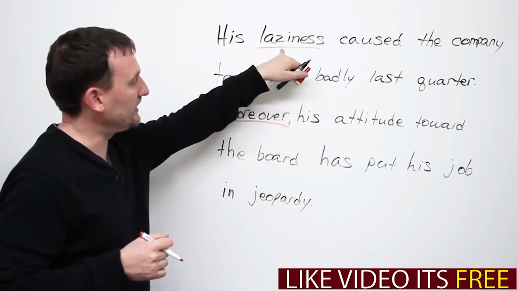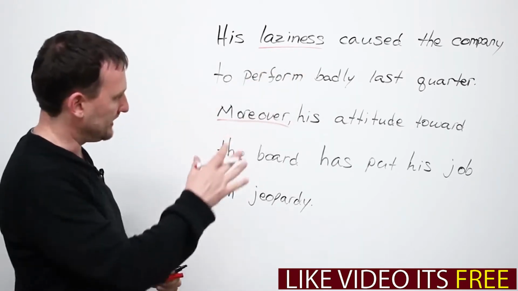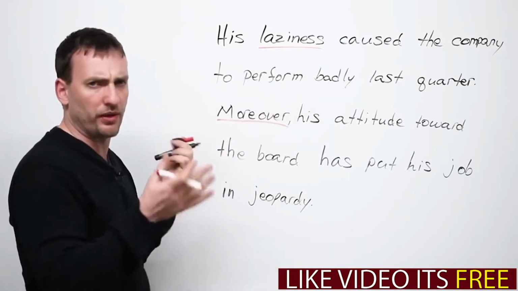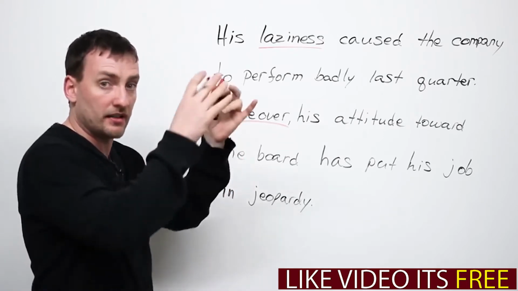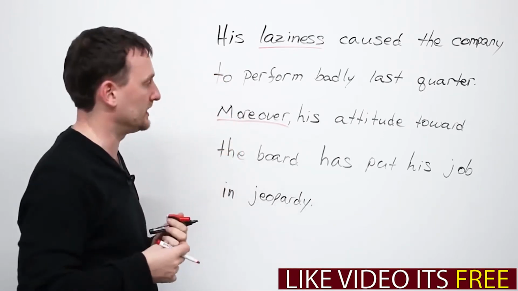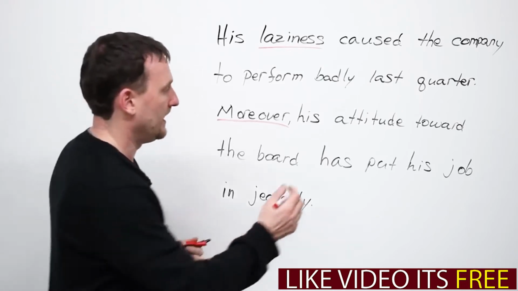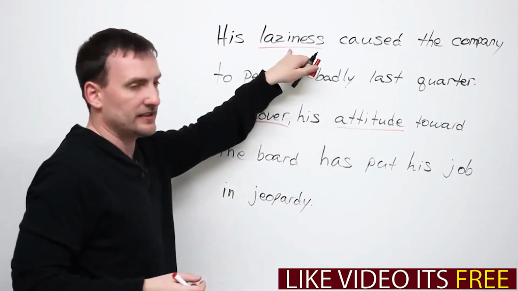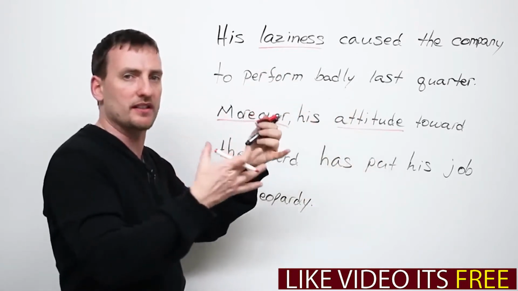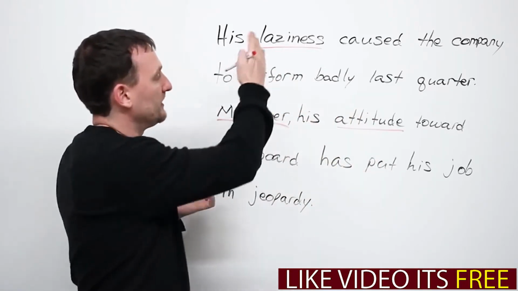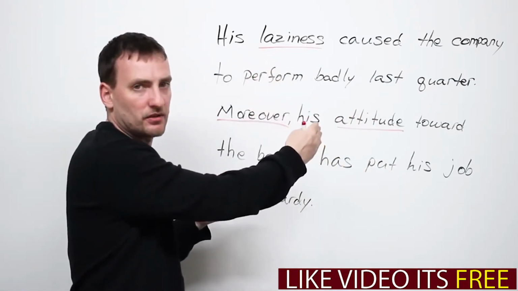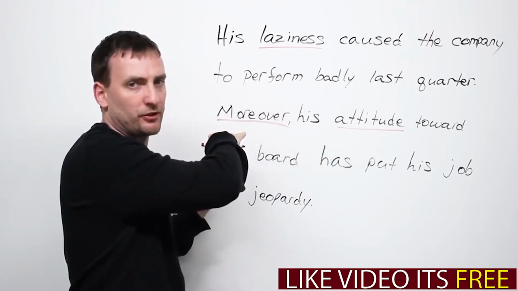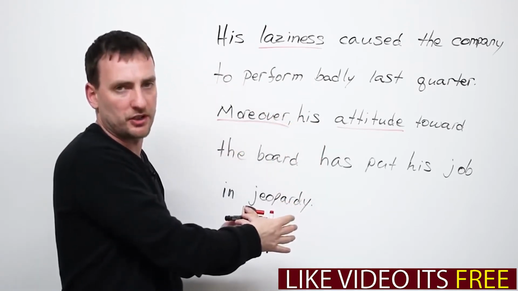So we're talking about his laziness. What are we adding to it? Look at the second sentence. What are the two things that we are adding together to get the two whole ideas? Okay, if you said attitude, you're correct. Laziness and attitude, these are both qualities of this person. So his laziness and his attitude caused the company to do badly and put his job in jeopardy.